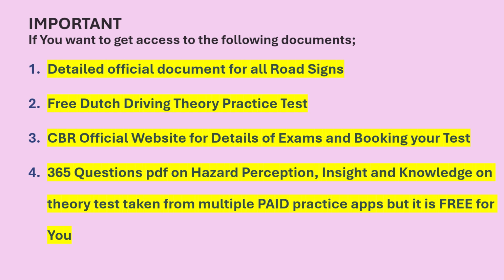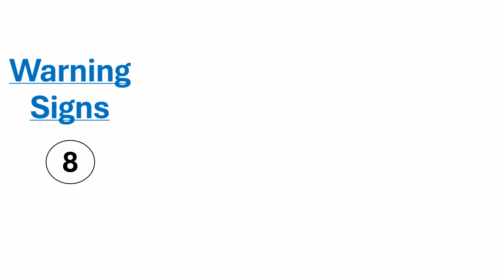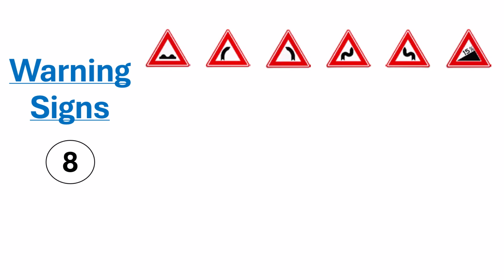So let's start. The eighth category of warning signs. As you can see, if you see this sign, it means the road at front is uneven. There will be a bumpy road at the front, so you need to reduce the speed. And if you see this signboard, obviously it is very clear that there is a bend towards the right side. And with this signboard, the road is bending to the left.